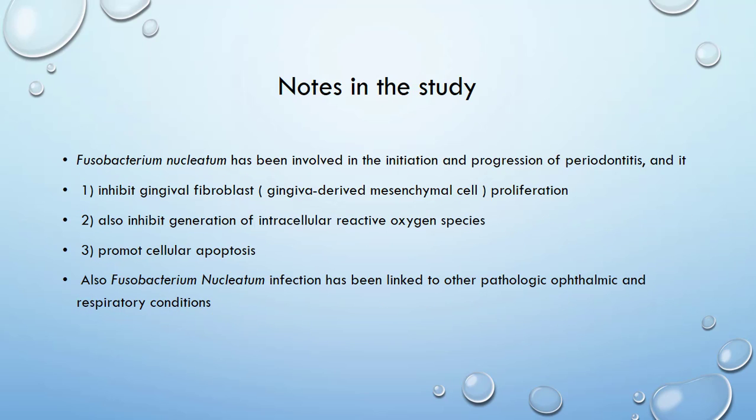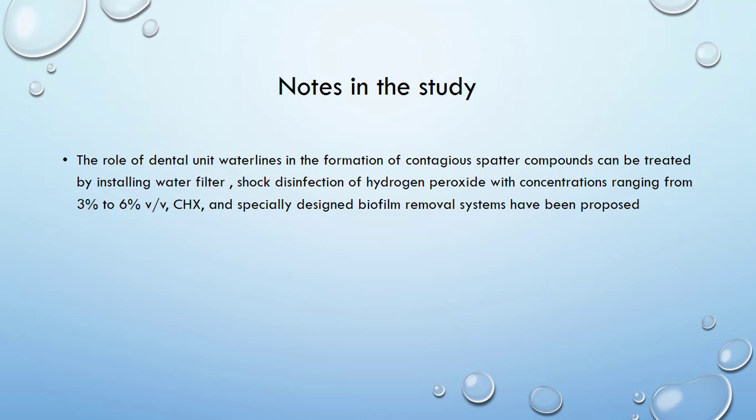Fusobacterium nucleatum has been involved in the initiation and progression of periodontitis, and it inhibits gingival fibroblast and gingiva-derived mesenchymal cell proliferation, also inhibits generation of intracellular reactive oxygen species, and promotes cellular apoptosis. Also, Fusobacterium nucleatum infection has been linked to other pathologic ophthalmic and respiratory conditions.